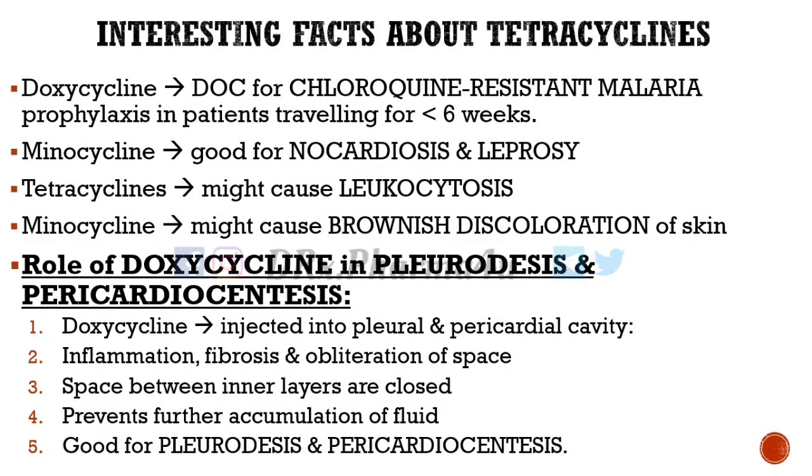So this is actually good for pleurodesis and pericardiocentesis, to prevent accumulation of fluid in the pleural cavity and pericardial cavity. In simple words, doxycycline prevents the accumulation of fluid in the pericardial and pleural cavity because of its inflammatory effects in those areas.